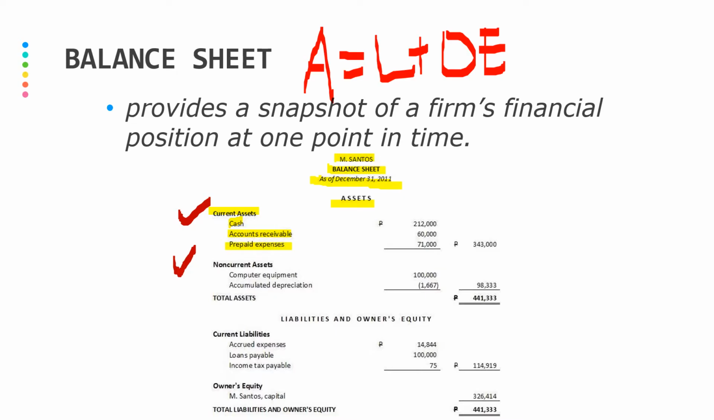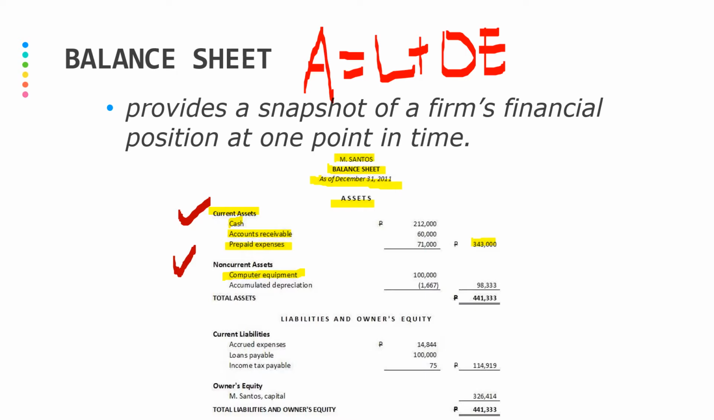Now, M. Santos here has a total current asset of 343,000. Now, for the non-current assets, non-current assets are those assets that are expected to be sold, used, or consumed beyond the accounting year or beyond 1 year. So basically, an example of this is the computer equipment. As we all know, computer equipment is being used or consumed not just within 1 year, but it can be used for several years, okay, for the benefit of the company.